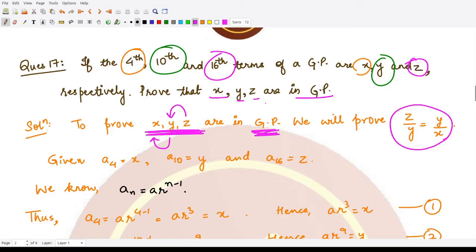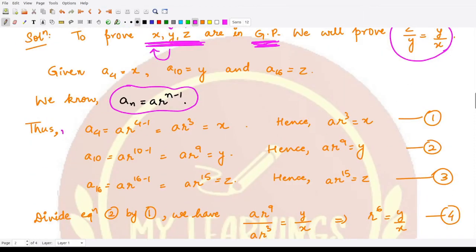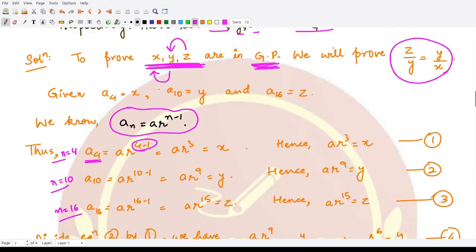If we prove this, we are proving that all the three variables x, y, z are in GP. Now it is given to us that the fourth term is x, so a4 is x, the 10th term is y, so a10 is y, and the 16th term is z, so a16 is z. We will be using the formula for the nth term, an is equal to a r raised to power n minus 1, right? Substituting n is equal to 4, n is equal to 10, and n is equal to 16, we have these three terms. a4 would become a r raised to power 4 minus 1. 4 minus 1 is 3, so a r cube, and a4 is given to be equal to x. So we have a4 equal to x. Let's mark this as equation number 1.